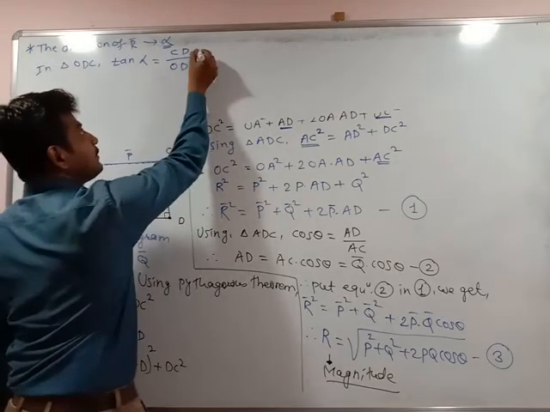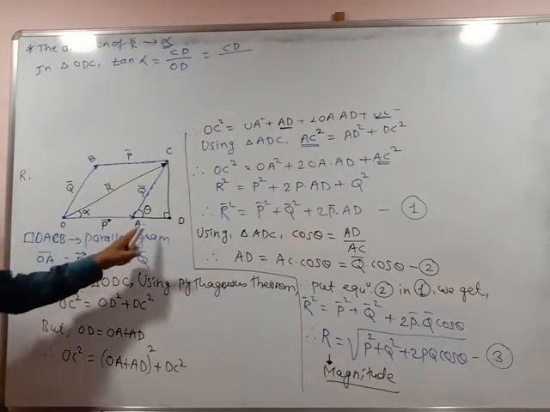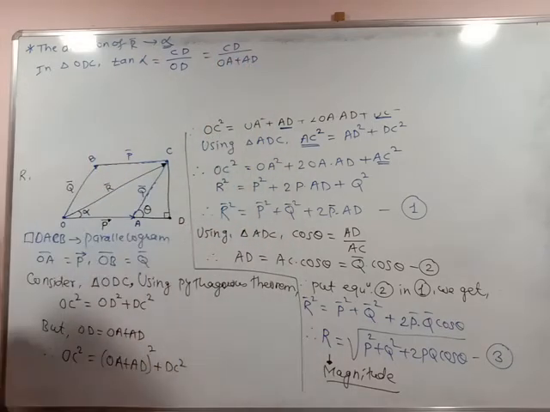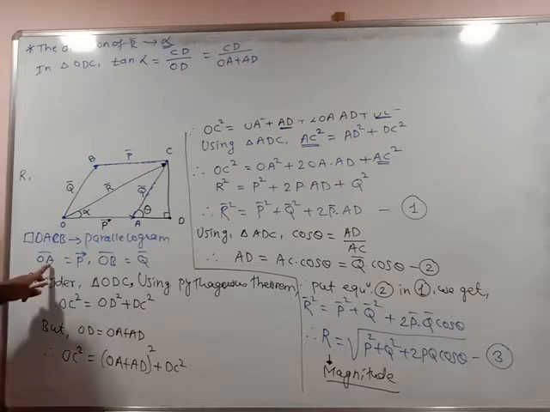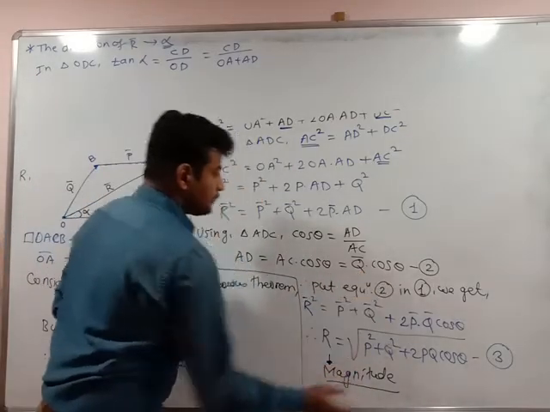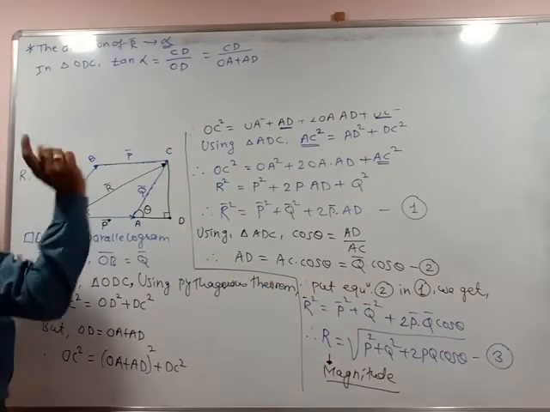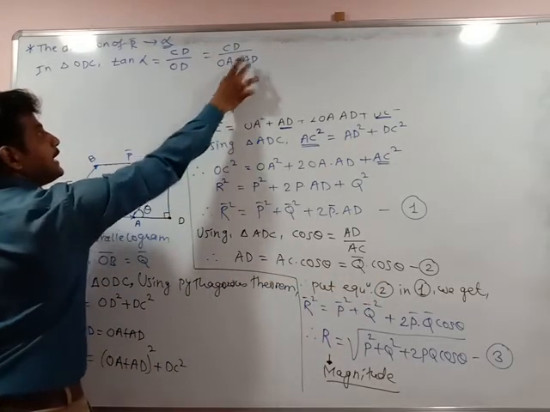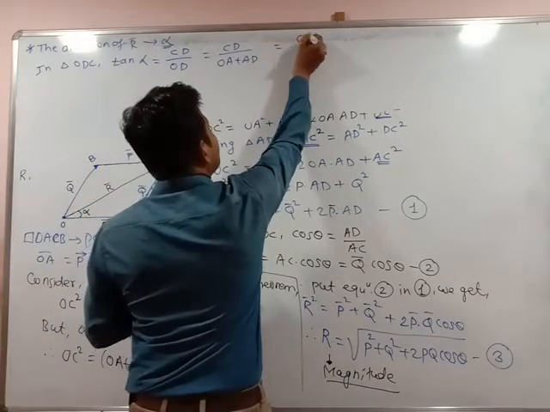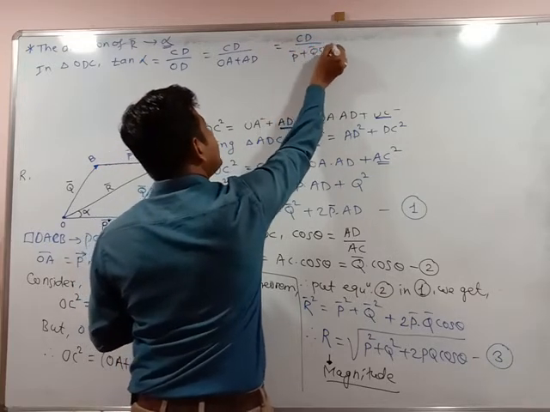Then see how we split OD again. Tan alpha is equal to CD upon OD, and how do we split this OD? OA plus AD. Correct? What is the value of OA? OA is P bar. What is the value of AD? AD is Q bar into cos theta. So we have the values of OA and AD. Tan alpha is equal to CD upon, OA is P bar plus AD is Q bar into cos theta.